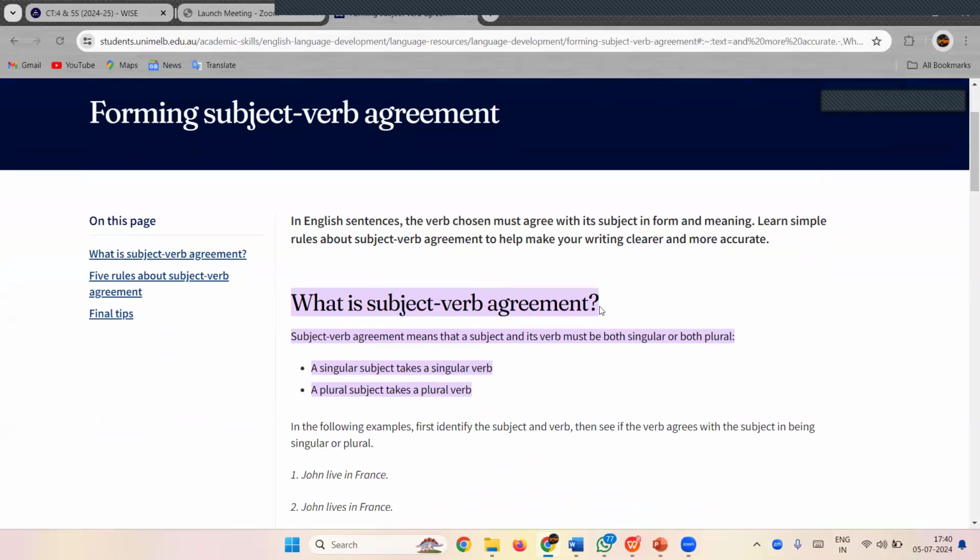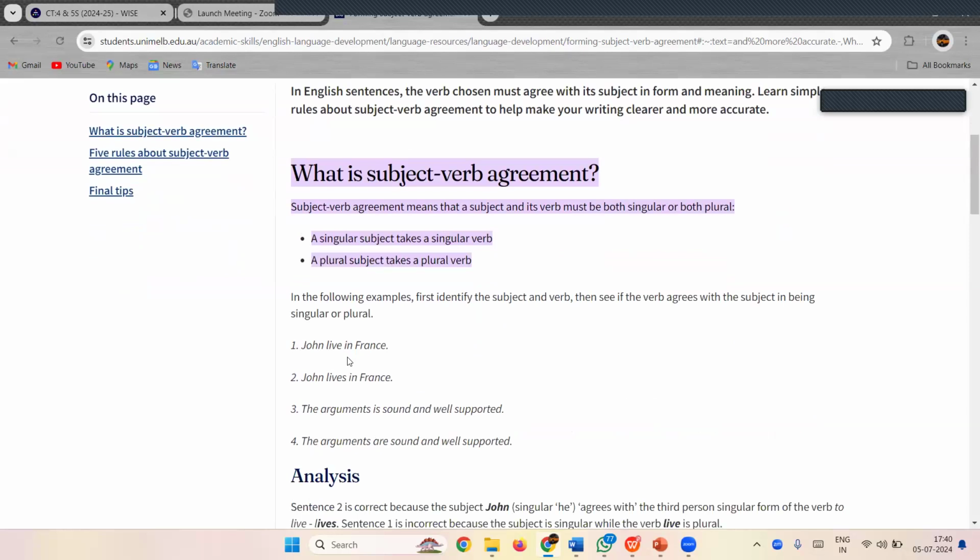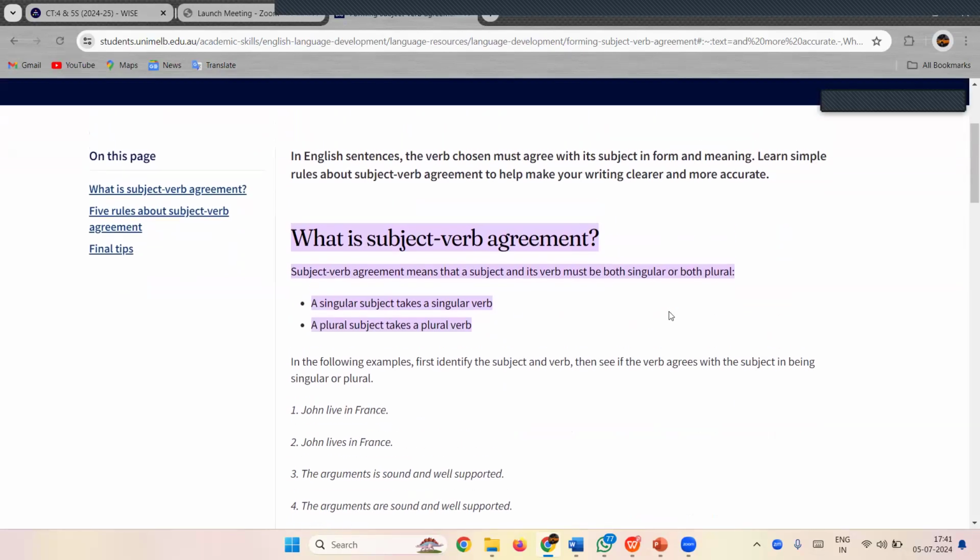What is this subject verb agreement? As I told you, the same thing they have told here also. Subject verb agreement means that the subject and its verb must both be in singular or plural, as we discussed now, right? A singular subject takes a singular verb, plural subject takes a plural verb. In the following examples, first identify the subject and verb, then see if the verb agrees with the subject in plural or not. So shall we try?